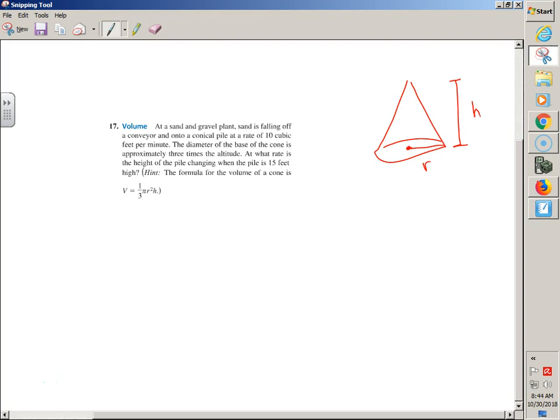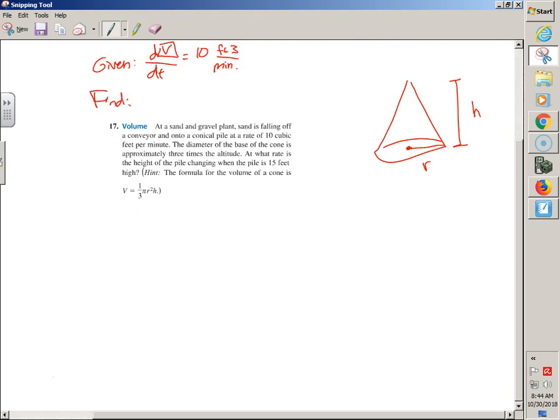Sand is falling off a conveyor and onto a conical pile. What is that like? Water is flowing out of a pipe and into a tank. Super similar. So I can say for my given, wait a minute. Couldn't this have helped if I just thought about how it's feet cubed? Feet cubed per minute. What should I think about feet cubed? Volume. So dV dt. Are we okay? Cool. What's my find?